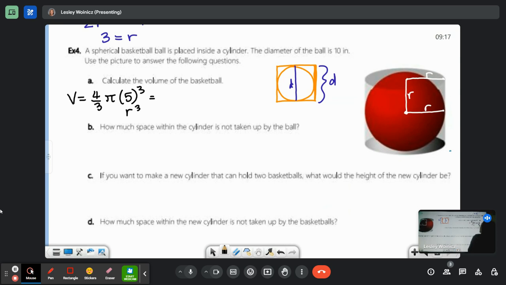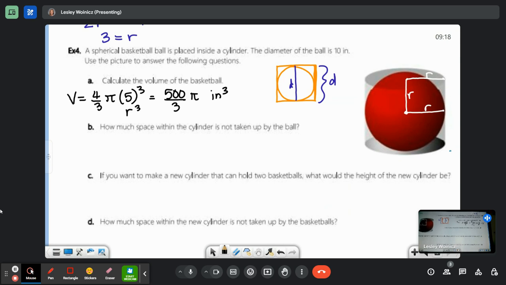It is not telling us that we get to round. So 5 cubed is what? 125. 125 times 4 is what? 500. So it's 500 divided by 3 pi, right? Inches cubed.